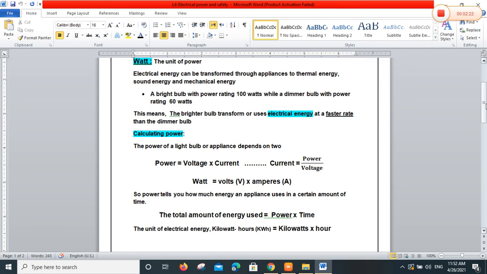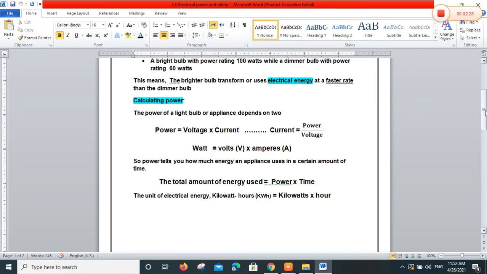Power tells you how much energy an appliance uses in a certain amount of time. The total amount of energy used equals power times time.